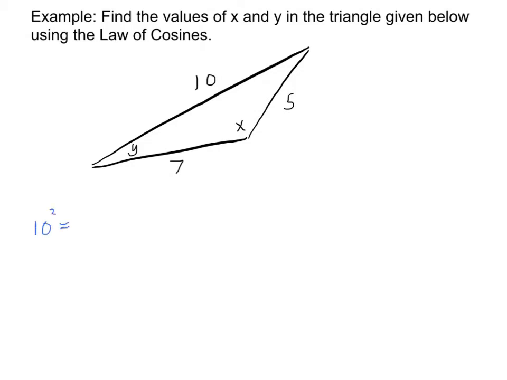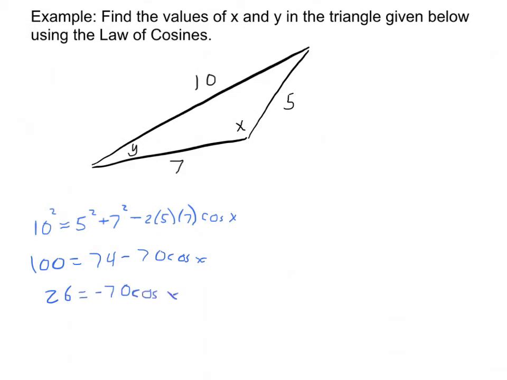I'll have 10 squared equals 5 squared plus 7 squared minus 2 times 5 times 7 times the cosine of x. Keep in mind, you could have put the 5 and the 7 in any order here. I just put them in that order. As we begin to solve this, we'll have 100 equals 74 minus 70 cosine x. If I subtract the 74 over, that gives me 26 equals negative 70 cosine x. So the cosine of x is negative 26/70ths.